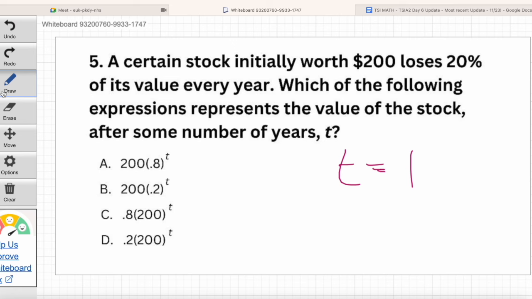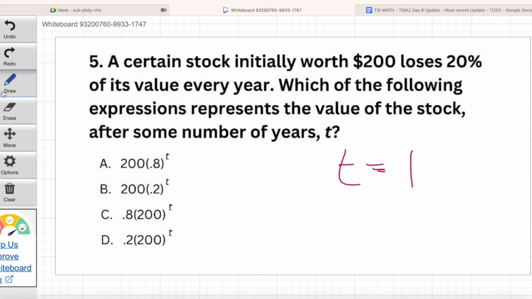You don't have to calculate here, but it's going to be a little bit less than 200. I don't know, like 160, something like that. I think it might be exactly 160. That's really reasonable, right? That feels right. It's not going to be $100. That'd be like going down 50%. But it's going to be a little bit less than 200.